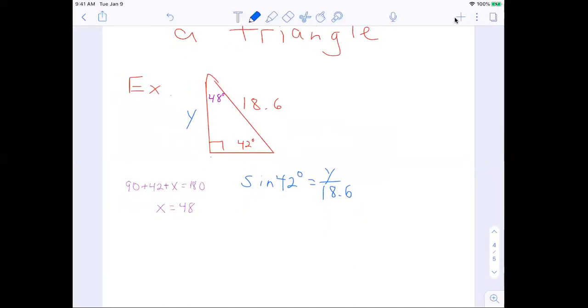So to solve for y, I multiply both sides by 18.6. So I get 18.6 times the sine of 42 degrees is equal to y. And now I'm going to plug that into my calculator.